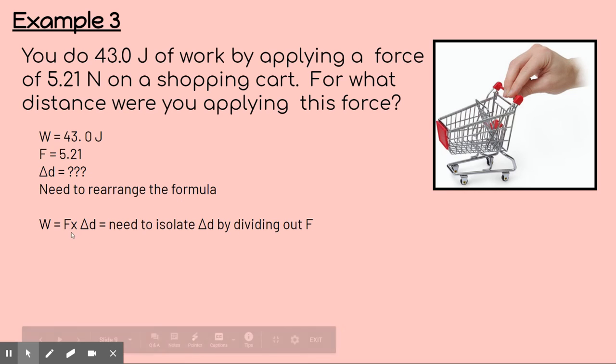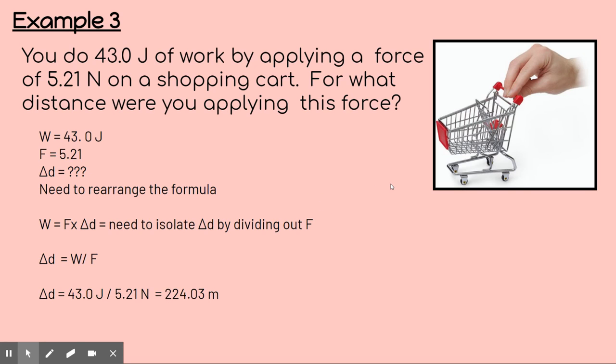Well, we look at what is the operation in between. It's multiplication. Now you just do the opposite. So you say, okay, I need to divide by force on this side to get rid of it. But what I do to one side, I always have to do to the other. So I'm going to divide work by force. And this is what I get. Delta D equals work divided by force.